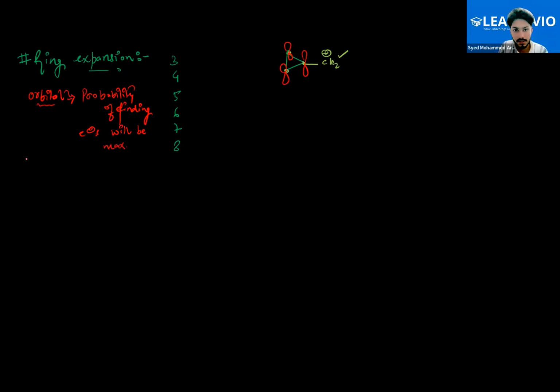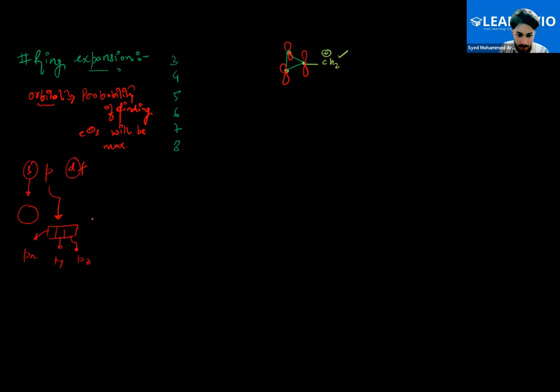How many types of orbitals are there? S, P, D, F, and G is also there, but these are the subshells. The s subshell has only one orbital, the s orbital, and its shape is spherical. The p subshell has 3 orbitals: px, py, and pz, which I explained in the last class.